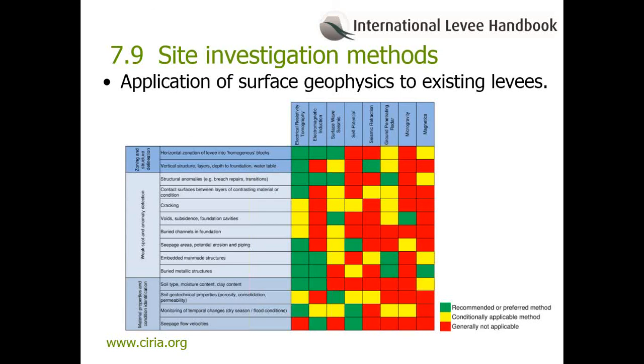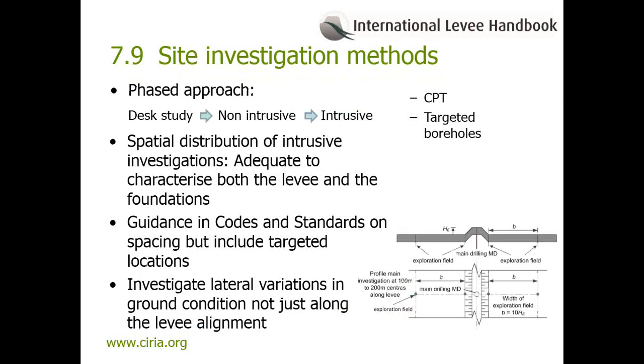In terms of condition assessment, the section includes a matrix indicating the appropriateness of the various geophysical methods covered in the section and their usefulness in identifying the different features or defects that could be present in an existing levee. Further information on condition assessment can be found in Chapter 5 of the ILH.